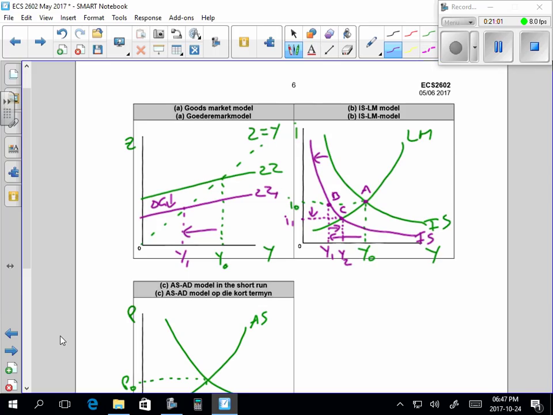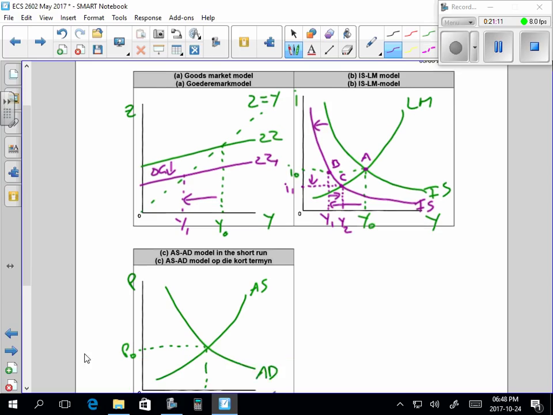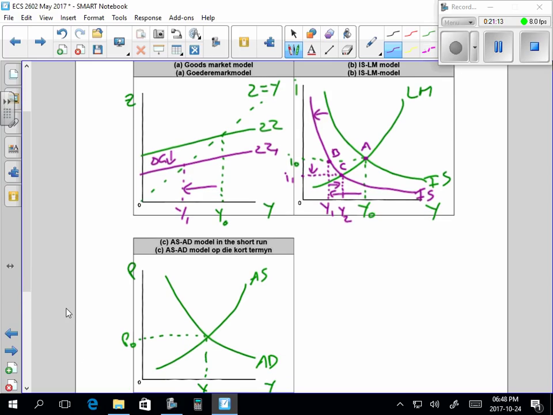No, the short and long run, or short and medium run, is in your ADAS graph. Don't think about that for your ISLM. Okay. All right. Everybody cool with that?